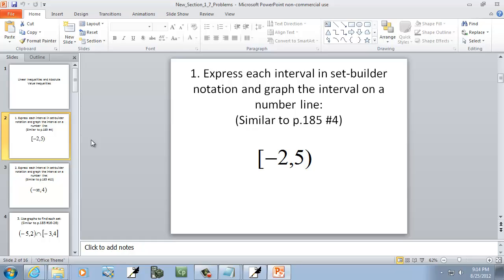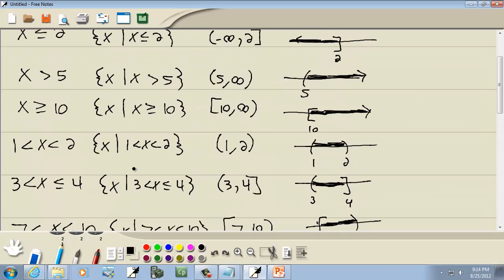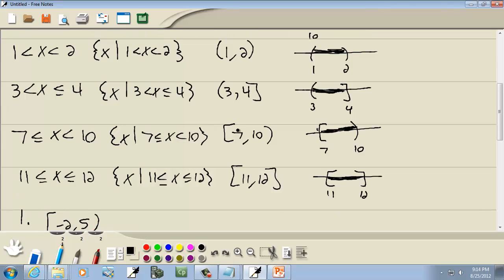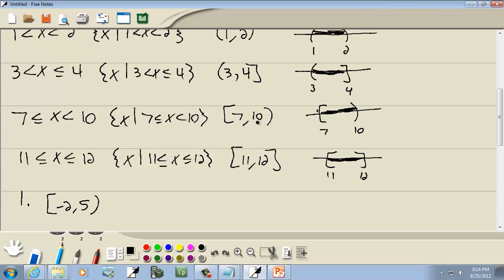Okay, express each interval in set builder and graph. Well, here we have two numbers. Then we have bracket and parentheses. So I come up here. The ones that are two numbers are these bottom four, and I'm looking for a bracket parentheses, which would be the 7 and 10 form. So it's going to look like that.